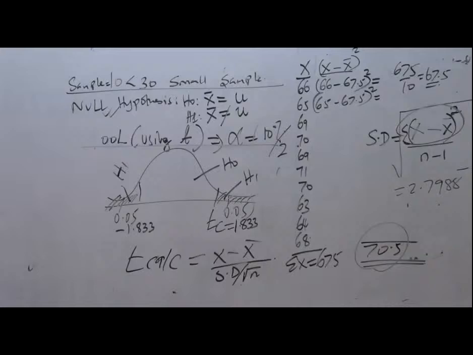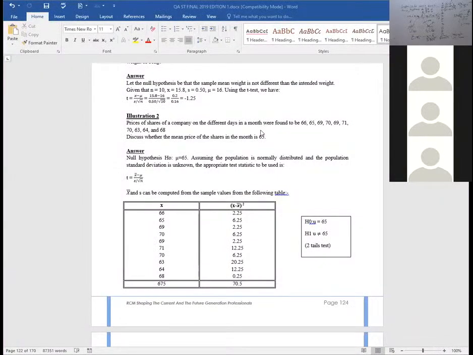You say Boru, what is the population mean? The population mean is what we believe, right? Our belief is that the mean price for the whole month is 65. We are told, discuss whether the mean price of the shares in the month is 65. So this monthly mean is our mu, 65.